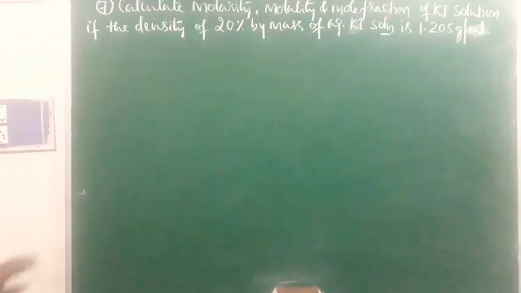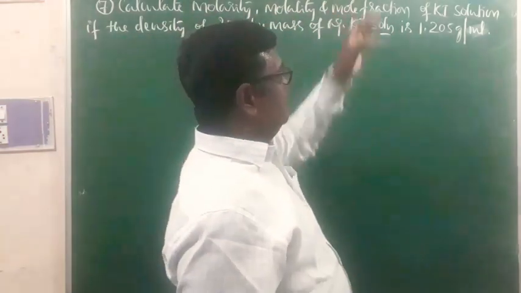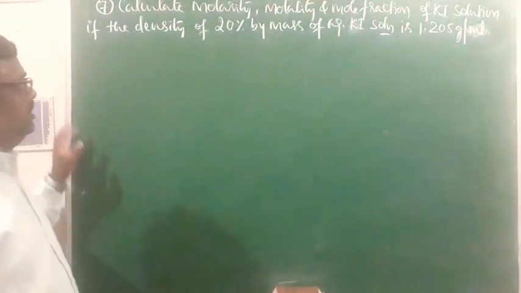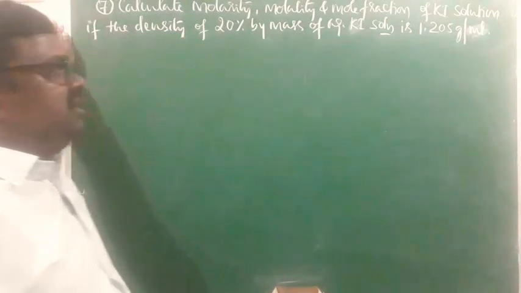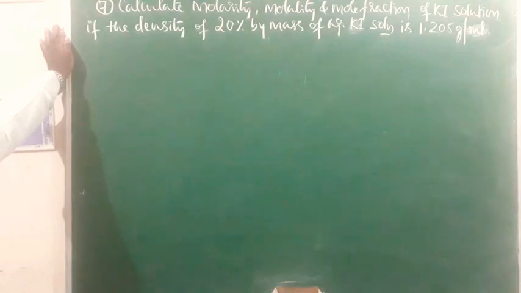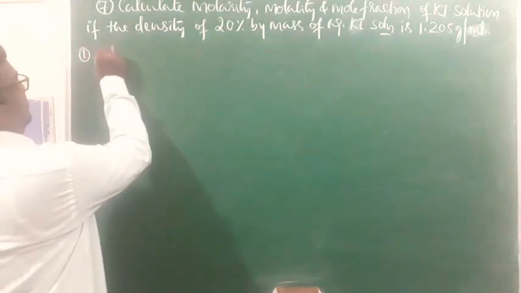We'll take up the seventh problem. Calculate the molality, molarity and mole fraction of KI solution if the density of a 20% by mass aqueous solution of KI is 1.205 gram per ml. That is the given information. Molarity first, right?